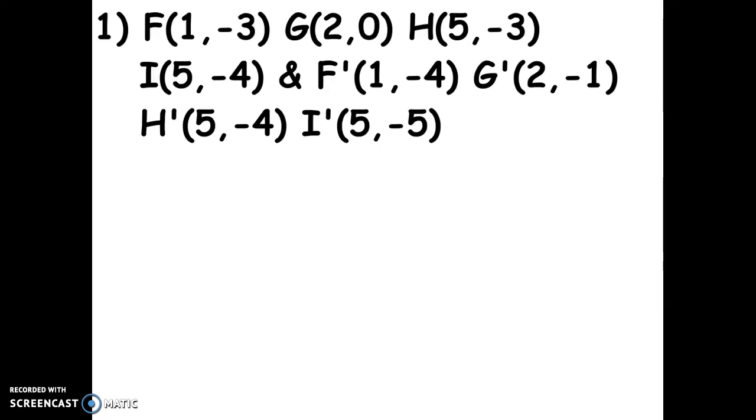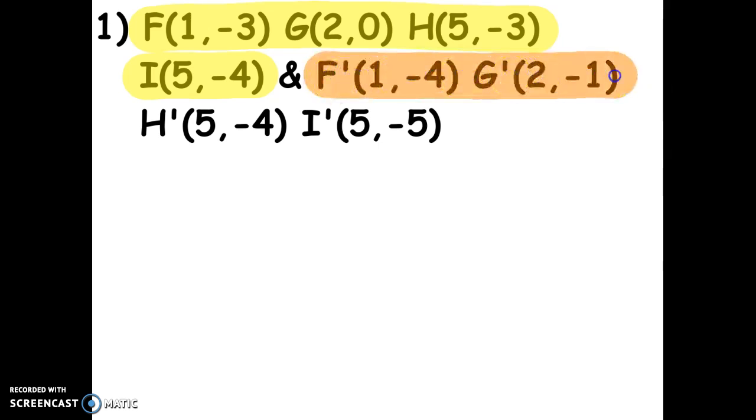Write a function to describe each transformation. Here we are given the ordered pairs for the pre-image and the image. Here are the pre-image ordered pairs, and here are the image ordered pairs. So in order to write the function, we first need to figure out what transformation has taken place.